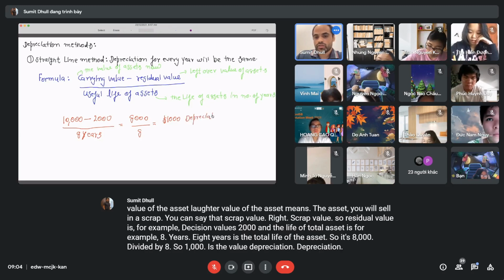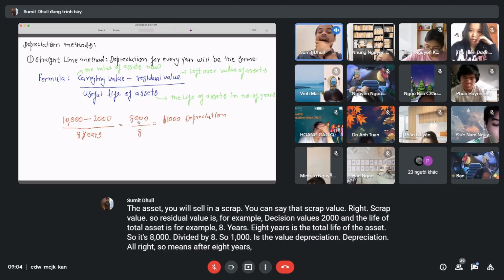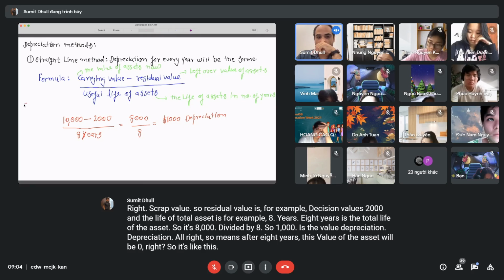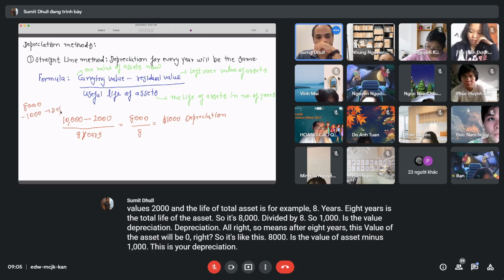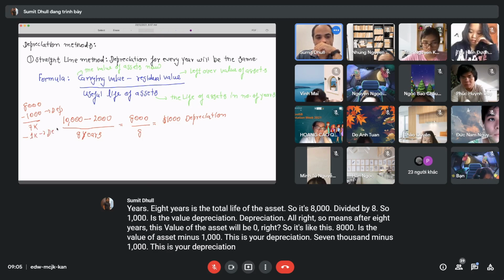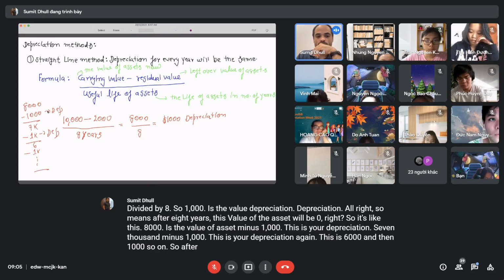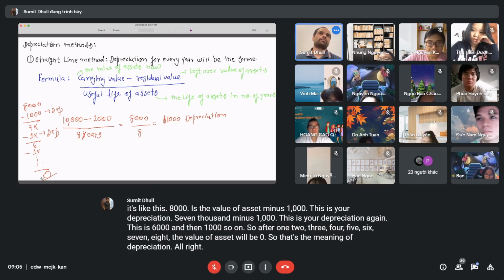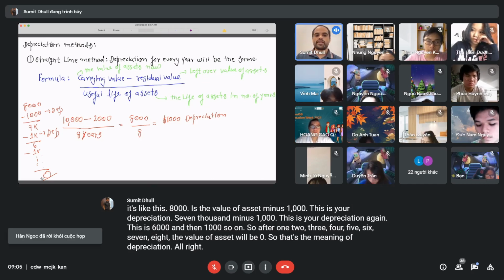Depreciation. So after 8 years, the value of the asset will be 0. It's like this: 8,000 is the value of the asset minus 1,000, this is your depreciation. 7,000 minus 1,000, this is your depreciation again. This is 6,000 and then minus 1,000, and so on. So after 1, 2, 3, 4, 5, 6, 7, 8, the value of the asset will be 0. That's the meaning of depreciation. Everybody understands the straight line method?